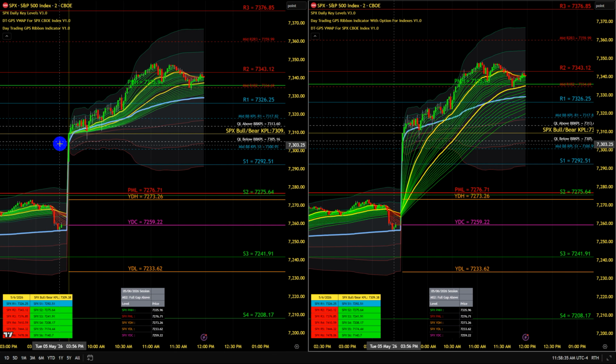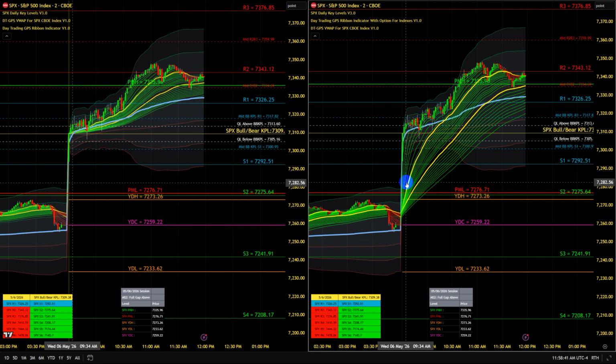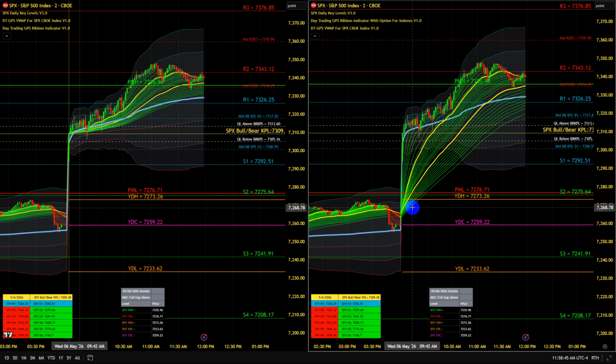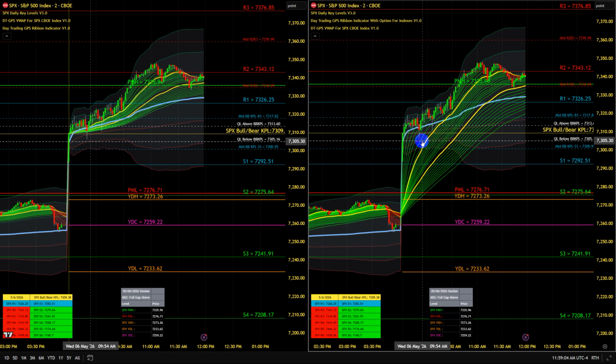Okay, so here we have the filter on the left side and the filter off on the right side. As you can see, with a normal ribbon indicator, you are going to get issues on gap up and gap down days, which SPX and most indexes have on most days. However, when the gap is a medium to large or extreme gap, then you can get an aberrated view with no filter on.